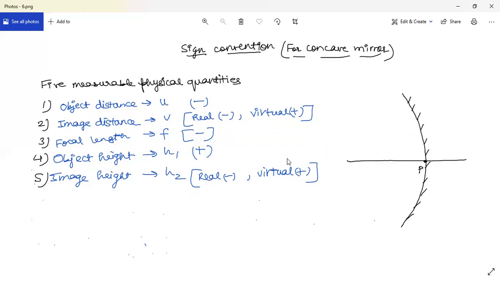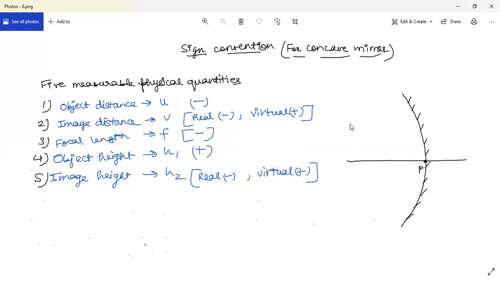Now, sign convention, very, very important for your numericals. So, we have five measurable physical quantities: object distance denoted by u, image distance denoted by v, focal length denoted by f, object height denoted by h1, and image height denoted by h2. Now, before I tell you the sign conventions, it's very easy. A ray from the object will always go from left to right like this.